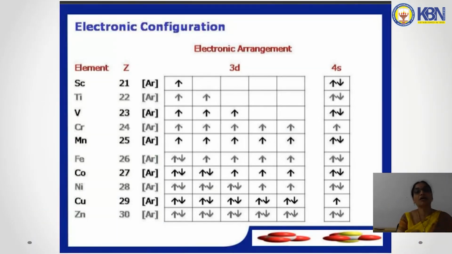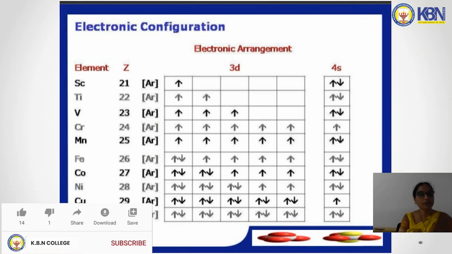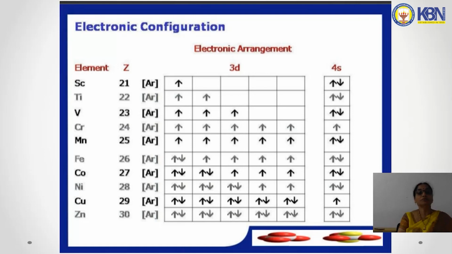Let us see the electronic configuration of d-block elements. First I take the 3d series from scandium to zinc. The general electronic configuration of d-block elements is ns 0 or 1 or 2, (n-1)d 1 to 10. Scandium, atomic number 21, is 4s2 3d1; titanium, 22, is 4s2 3d2; and vanadium is 4s2 3d3.